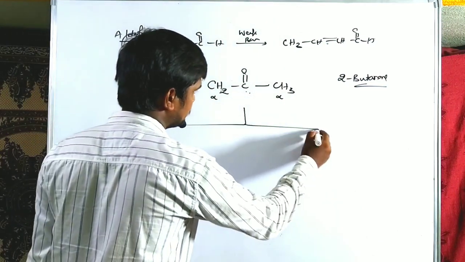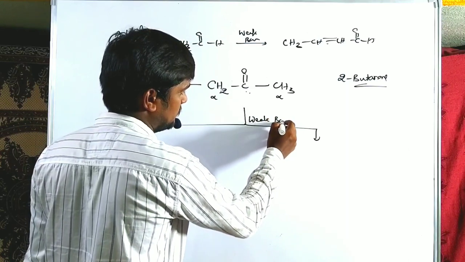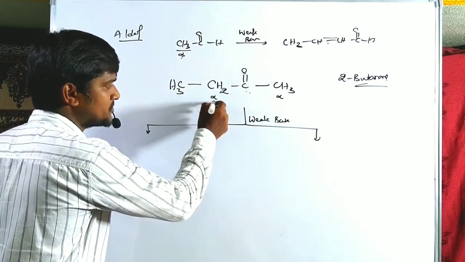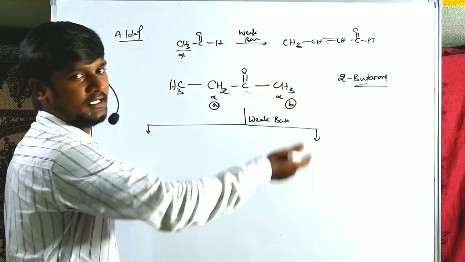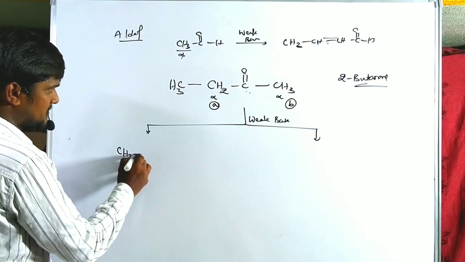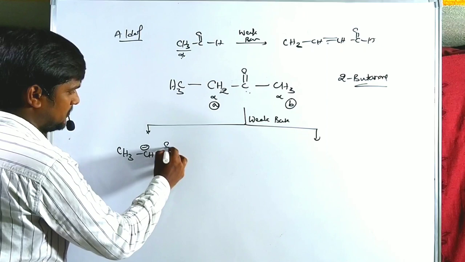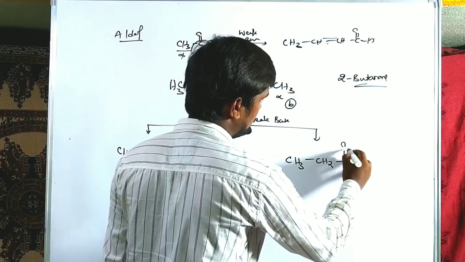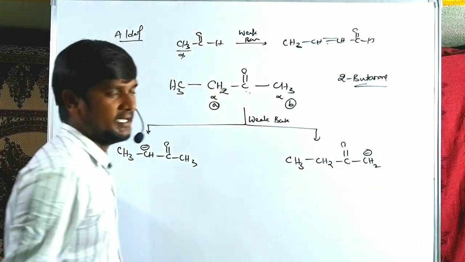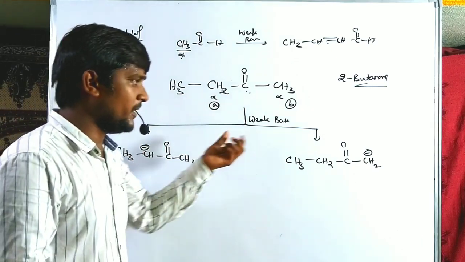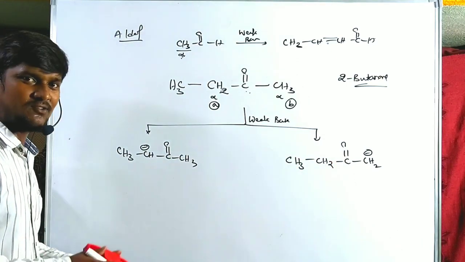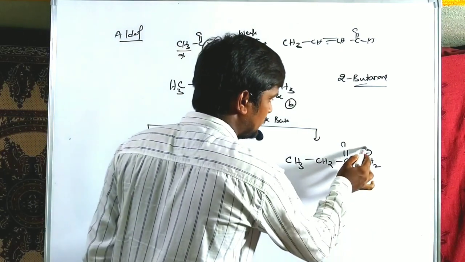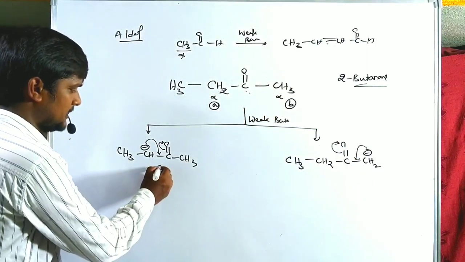I use a base, and I mentioned very clearly a weak base, not a strong base, a very weak base. Abstraction takes place, and it gives CH3CH⁻COCH3, but in the other case CH3CH2COCH⁻CH2... We do not consider their carbanion stability, because both the carbanions are less stable and they readily undergo keto-enol formation, that means enolization.